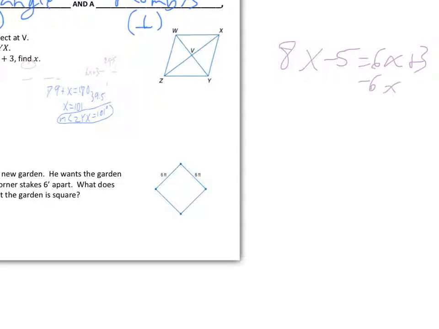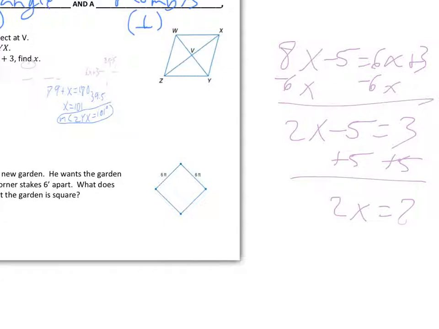Subtract 6x, add 5, divide by 2, and x equals 4. And that would be your answer.